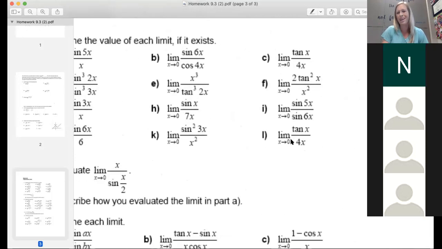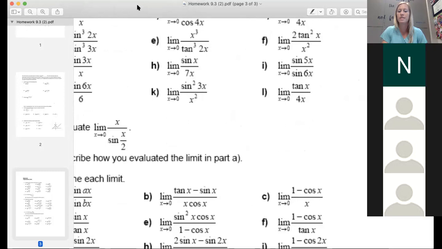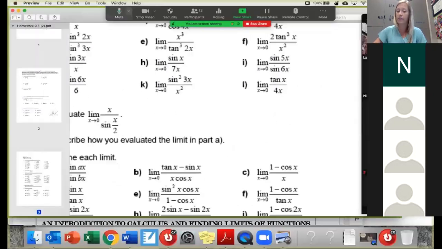Well, K is not really similar to that. K, you would see a little bit better if you separated it. Sine squared is just really sine times sine.